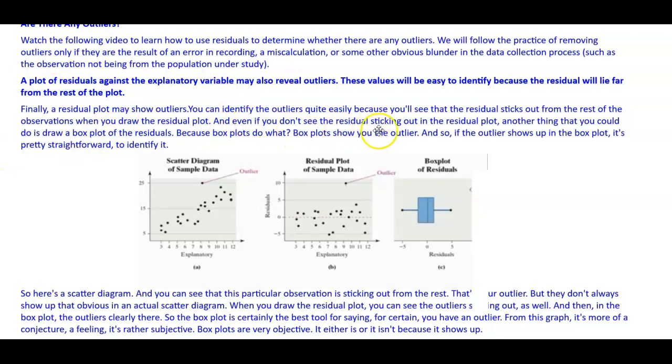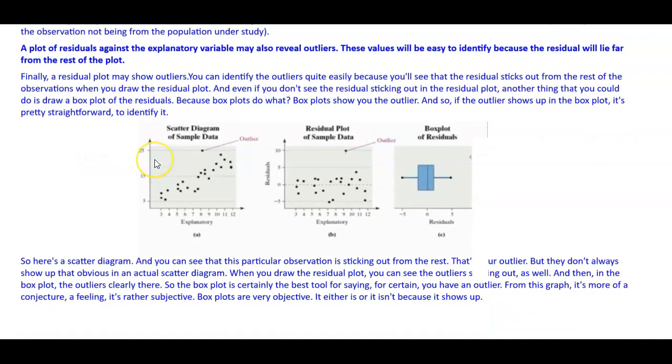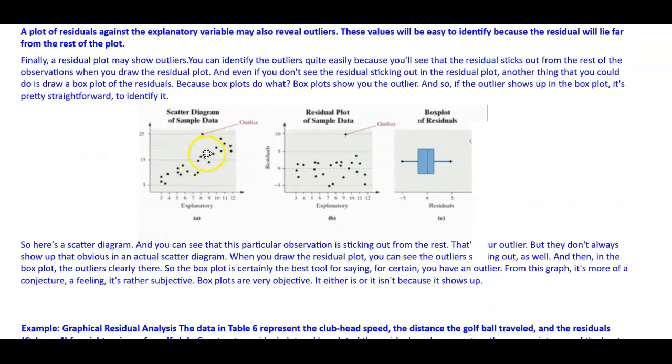And even if you don't see the residual sticking out in the residual plot, another thing that you could do is draw a box plot of the residuals. And because box plots do what? Box plots show you the outlier, and so if the outlier shows up in the box plot, it's pretty straightforward to identify it. So here's a scatter diagram, and you can see that this particular observation is sticking out from the rest here.